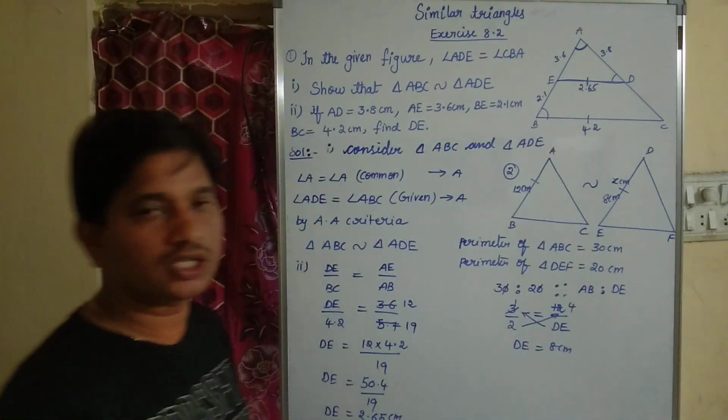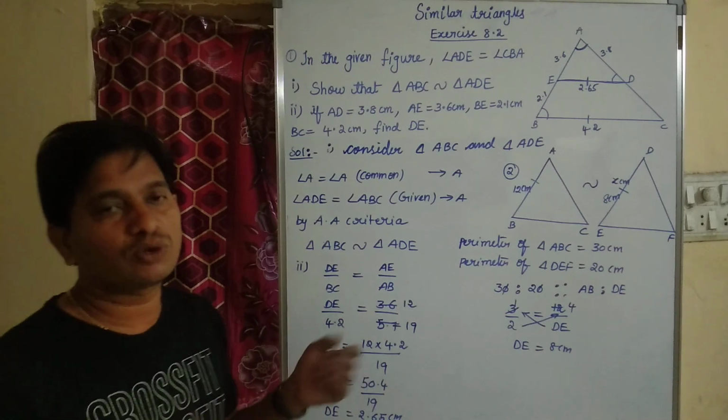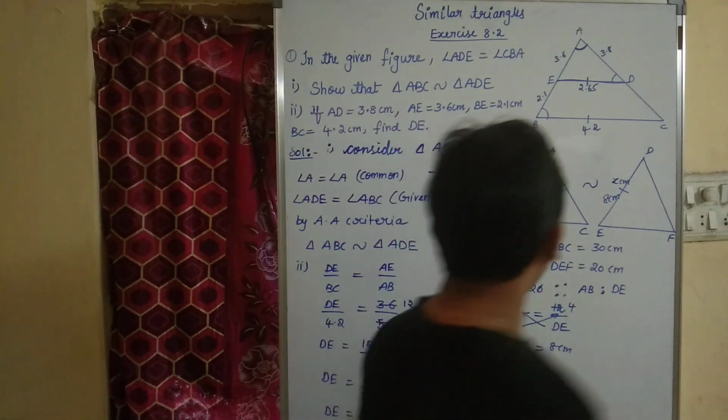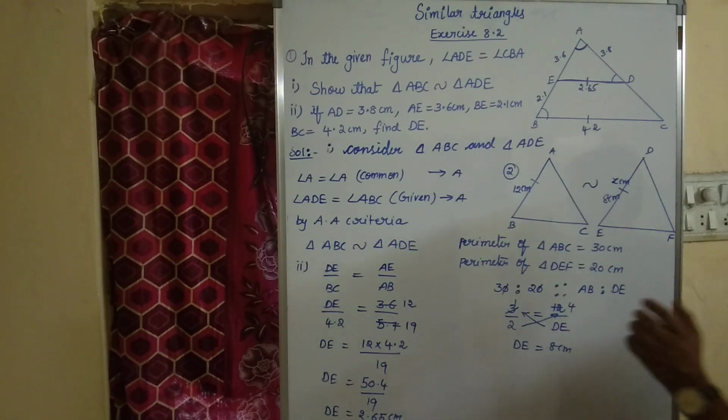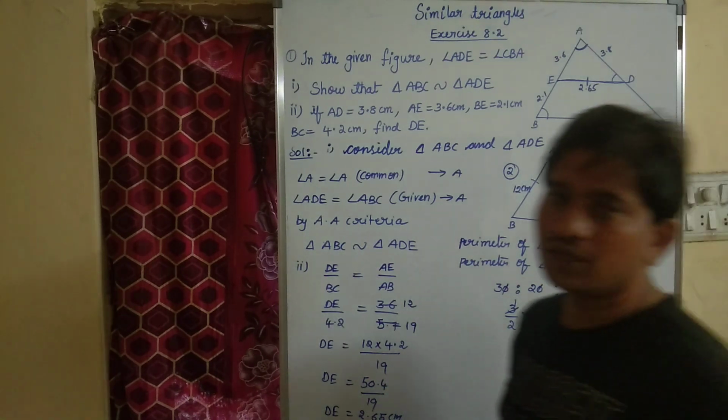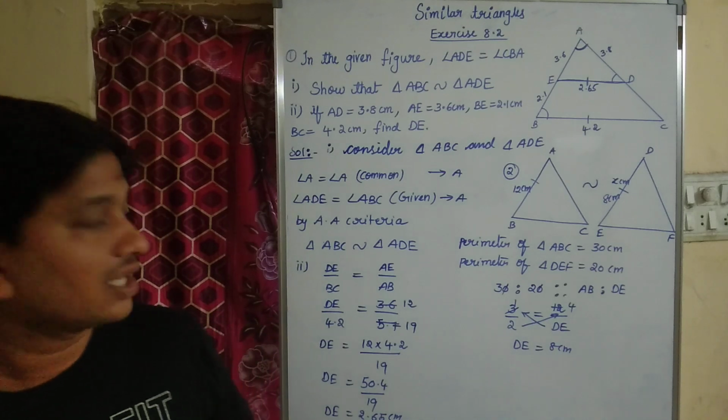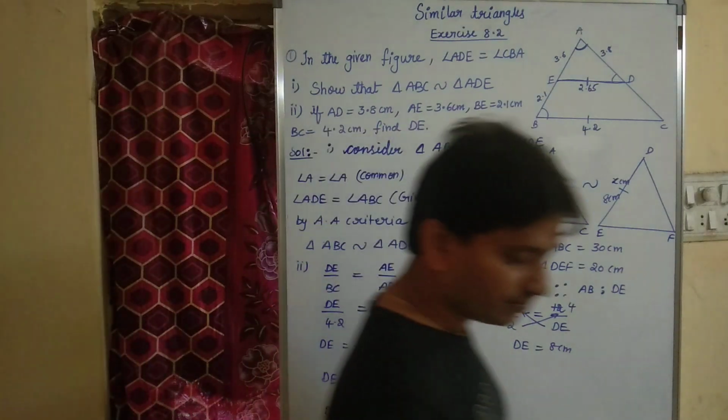Okay, this is also an important one, one more question. No need for confusion, they have given perimeters here. So of course, they are also in the same proportion. So 30 is to 20 as 12 is to x. After simplification, you will get the value of x.